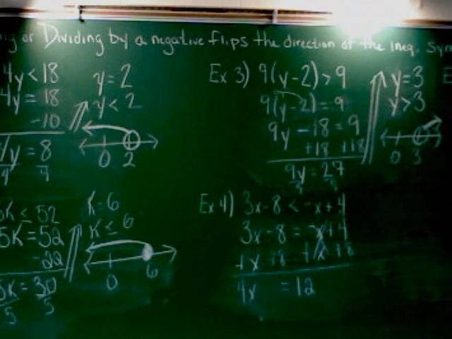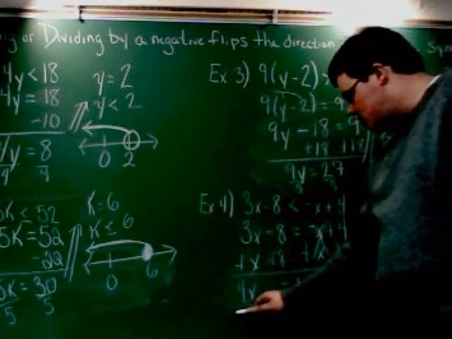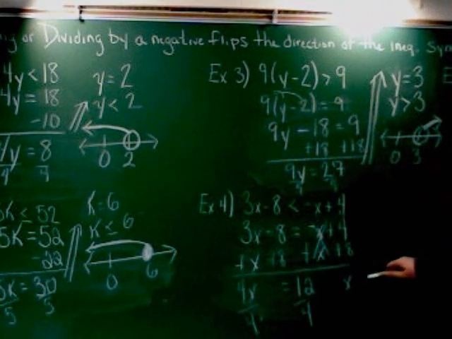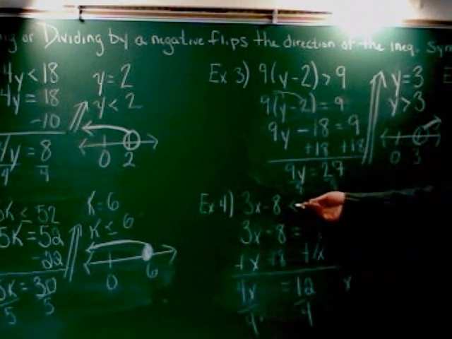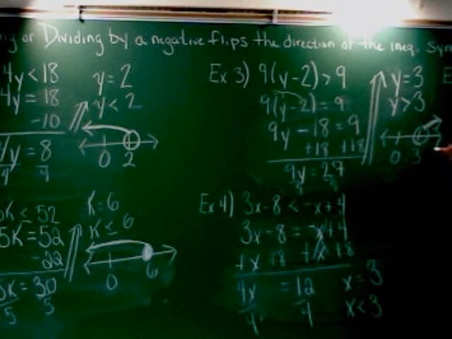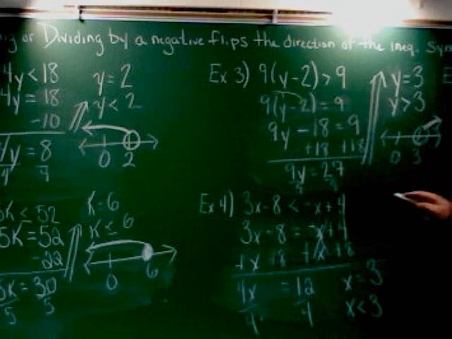Multiplication problem, best solved by dividing. Divide across by 4. That gives me x equals 3. Then I put my original sign back in, and I have x is less than 3. So very similar result to the last problem. The only difference is instead of the shading going off to the right, since it's less than, the shading is going to have to go off to the left.